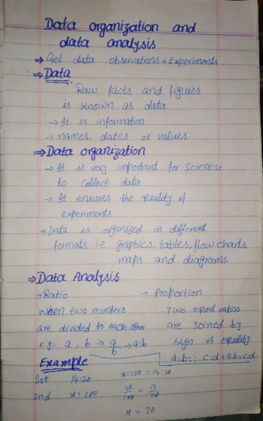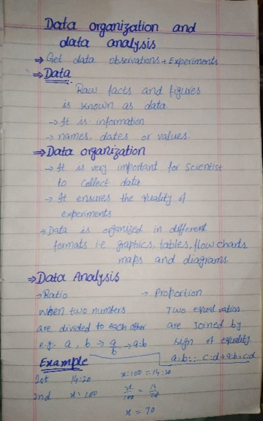Data analysis. There are two types of data analysis. First is ratio, and second is proportion. When two numbers are divided by each other, it is known as a ratio. A ratio may be expressed by putting a division or colon mark between the two numbers. For example, the ratio between a and b, we show as a over b or a colon b.